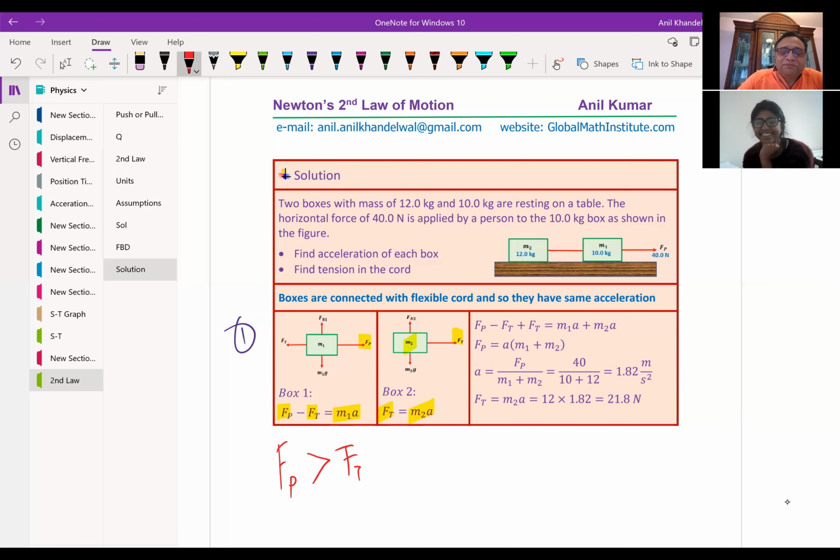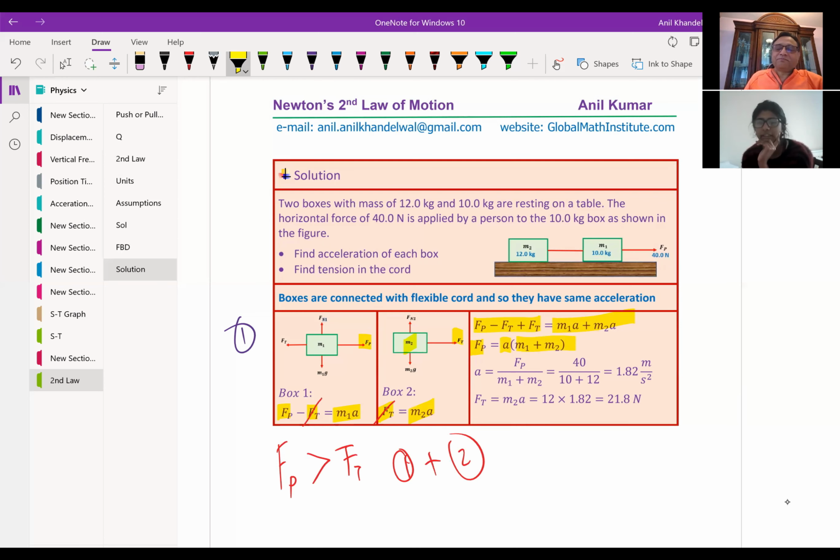Now, to solve this, we have two equations and two unknowns. We'll just add equation 1 and equation 2. When you add, Ft and Ft cancel on the left side. On the right side, you get m1a plus m2a. Acceleration is constant, as we have understood. So Fp is equal to a times (m1 plus m2).